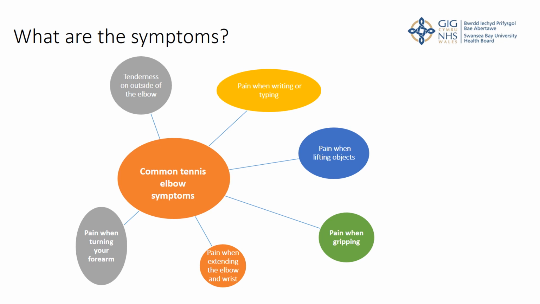What are the common symptoms of tennis elbow? Firstly, it's not uncommon to experience tenderness on the outside of the elbow, pain when writing or typing, pain when lifting objects, pain when gripping, pain when extending the elbow, which is straightening the elbow and wrist, pain when turning your forearm, so that twisting rotation movement of your elbow.